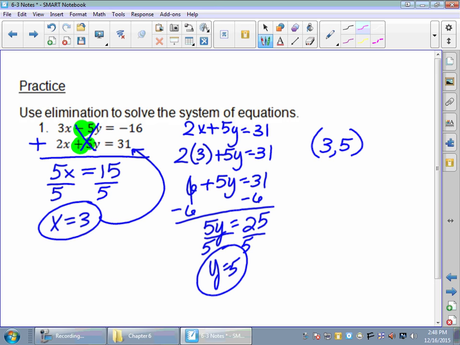It still means where these two lines would cross if they were graphed. And it's a solution to both. So you could plug in the x, plug in the y into each equation, and you'd know that you were correct. Let's try another one.